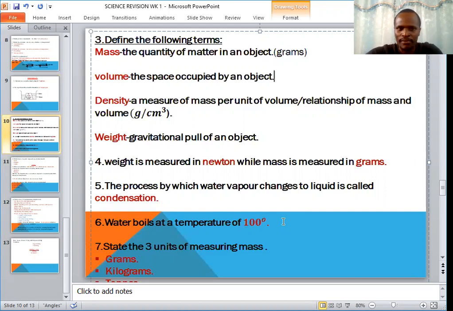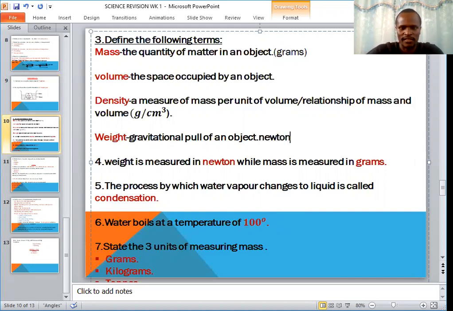Not heaviness. Please don't talk about heaviness. The word heaviness can only be used in lower classes. But once we are in upper classes, don't talk about heaviness. Talk about the gravitational pull of an object. And you must know that the SI unit, or the international measuring unit, for weight is Newton.